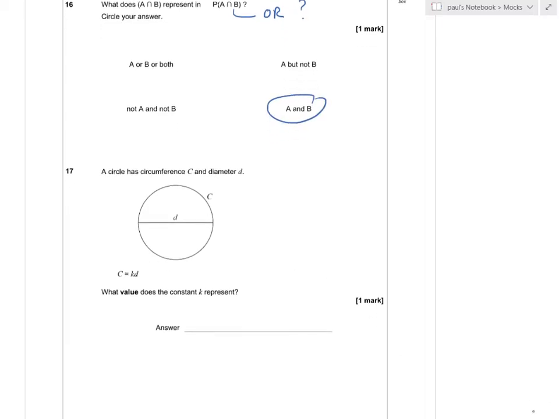But anyway, a circle has a circumference of C and a diameter D. C equals KD. What does the constant value represent? Pi? Yeah?